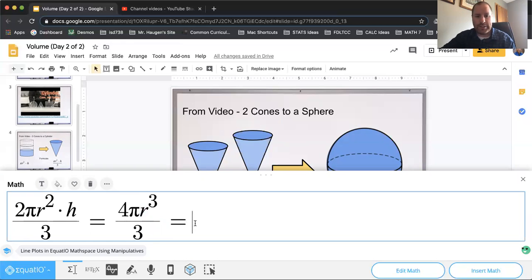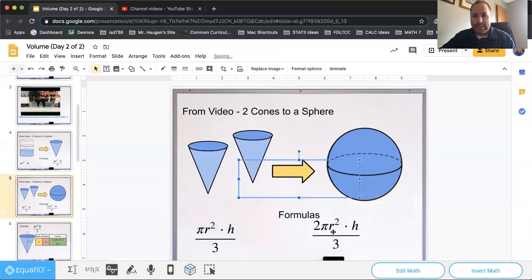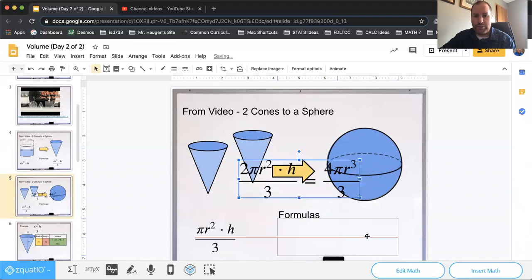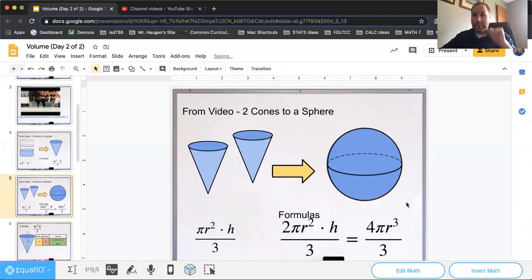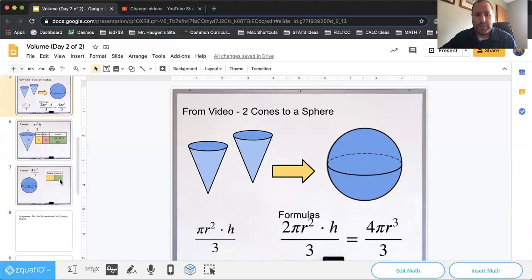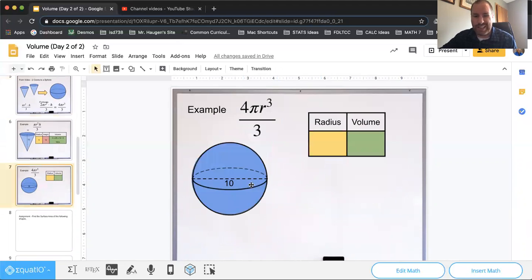And that, in fact, is the formula for that. Whoops, I didn't want to take that whole thing out, but that's okay. And that is how we have the formula of a sphere. The formula for a sphere is 4 pi r cubed divided by 3. So you just utilize that formula. Okay, so here's a quick example of that.